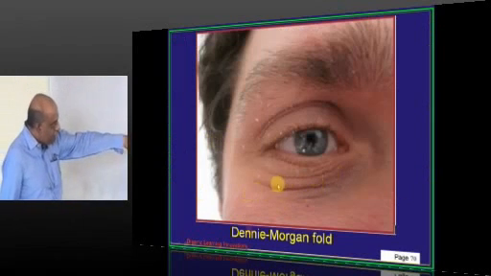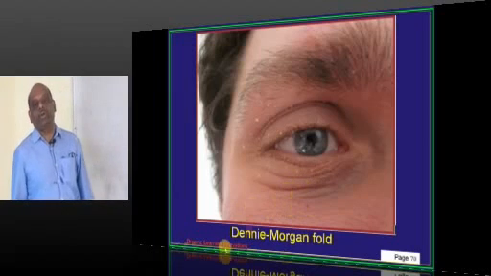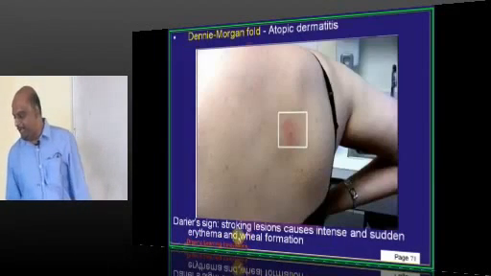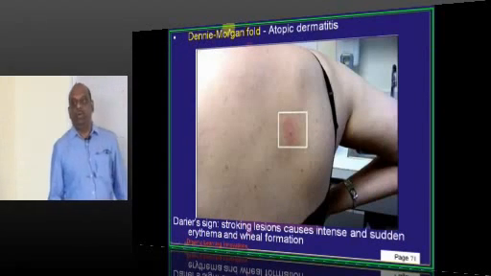This is another example, are you able to see? Those who have allergic diathesis show Dennie-Morgan folds, is what you need to basically remember. So in atopic dermatitis, you find Dennie-Morgan folds.